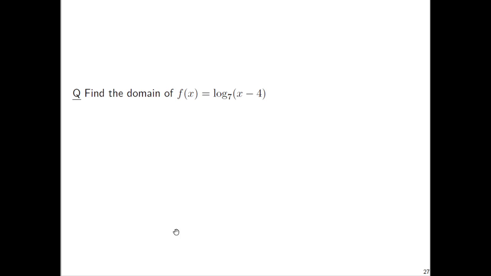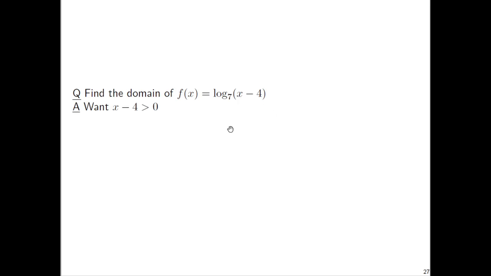So let's see some examples. We'll start small. We'll find the domain of the function f of x equals log base 7 of x minus 4. So the input to the logarithm here is x minus 4. That's why the language is important. It's log base 7 of x minus 4. That "of" is the word we say right before talking about the input to this function. The input to this log function is x minus 4.